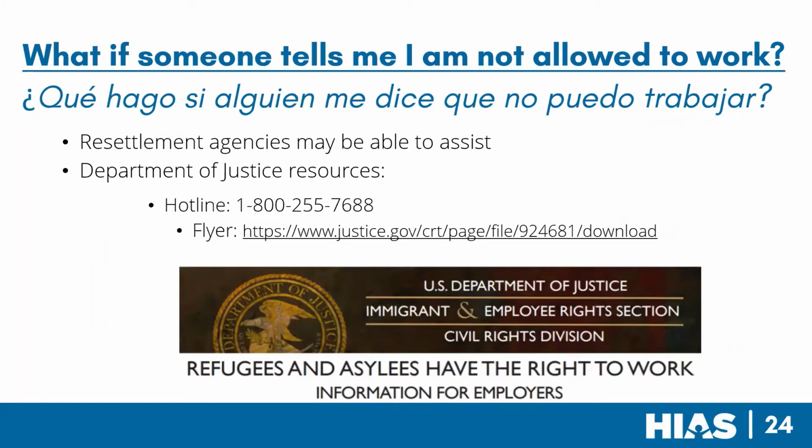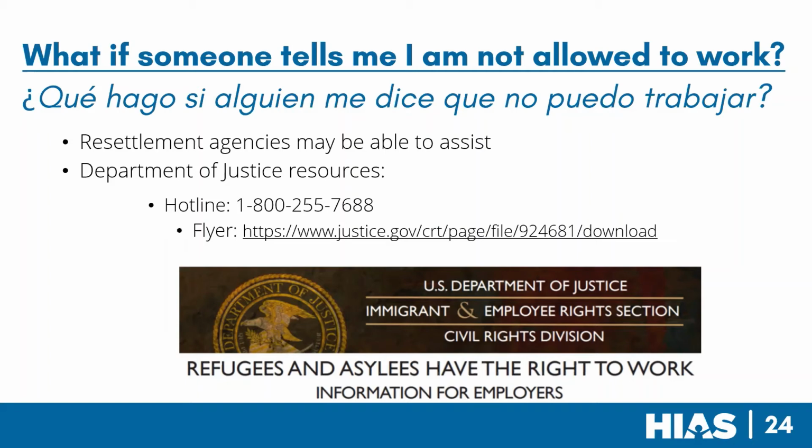Okay, so we know that asylees have automatic work authorization regardless of whether they have a work permit. But what do you do if an employer who is not aware of this tells you you're not allowed to work? Even though all asylees are authorized to work in the United States, some employers may not understand that. And sadly, this is a situation that sometimes does happen to asylees. So first, I want you to know that if someone tells you they cannot hire you because you are not authorized to work, first of all, they are wrong. And know that there are several ways that you can help convince them that you are in fact authorized.